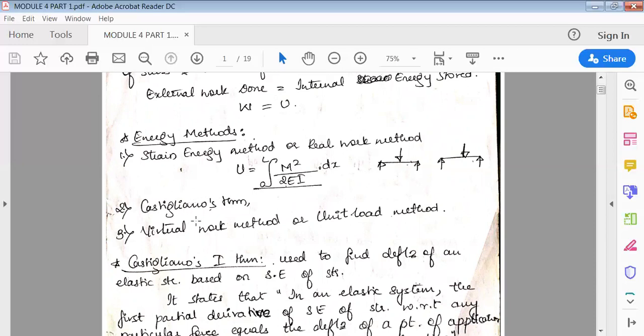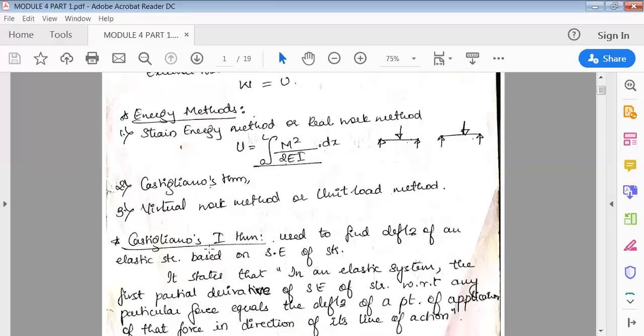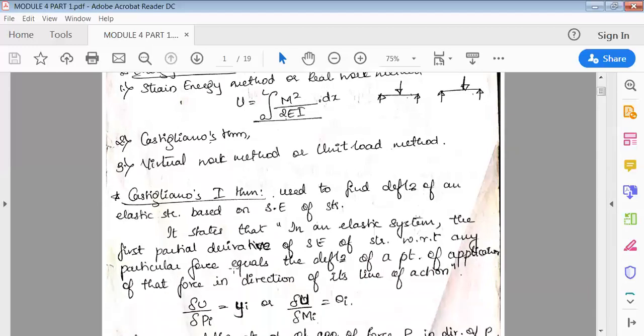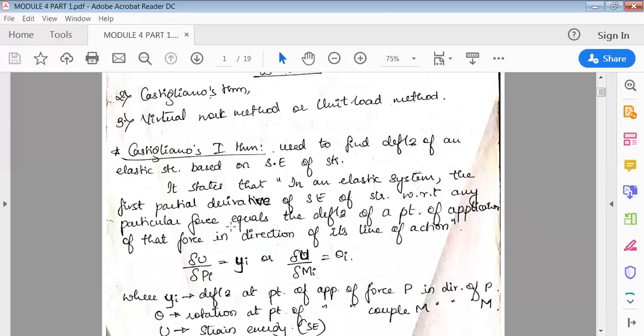Next, the second method is Castigliano's theorem. It's named after the person who found it. In all three methods, you'll find deflection as well as the slope of the beams. Today we'll start with Castigliano's theorem. In Castigliano's theorem, there are two theorems, the first theorem and the second theorem.